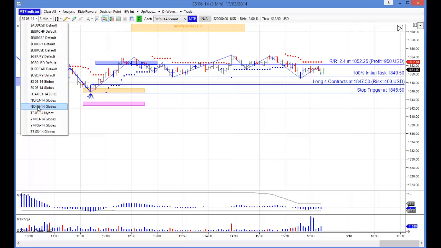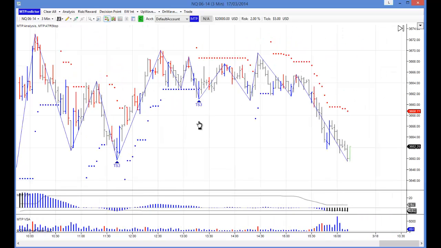Let's have a look at the NQ. The NQ as well, there's our TS3 buy setup.